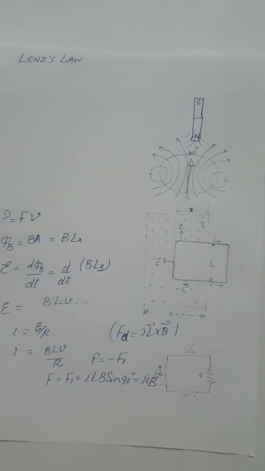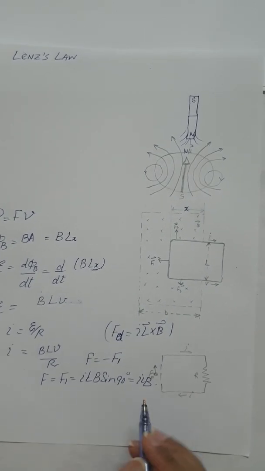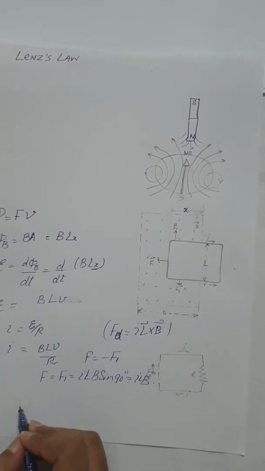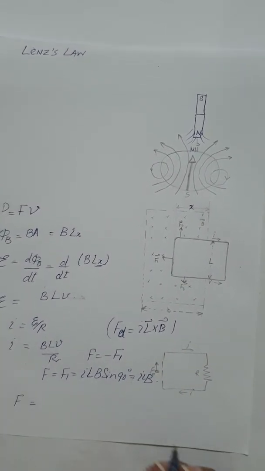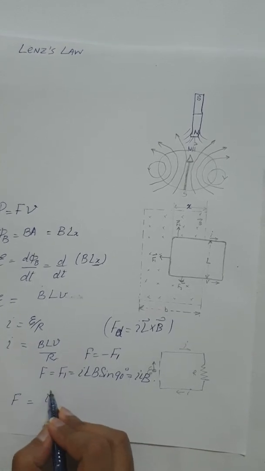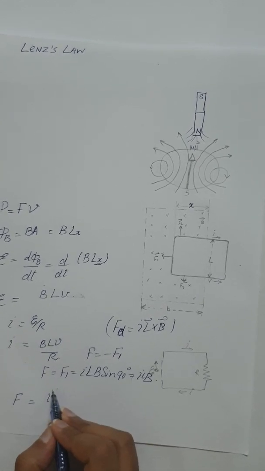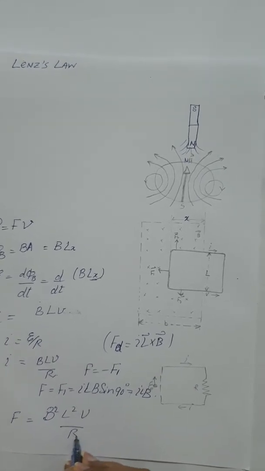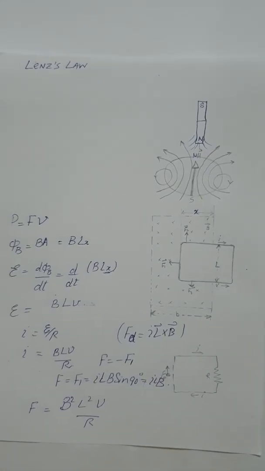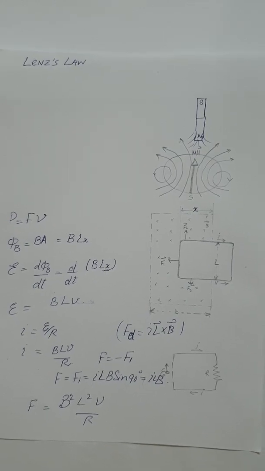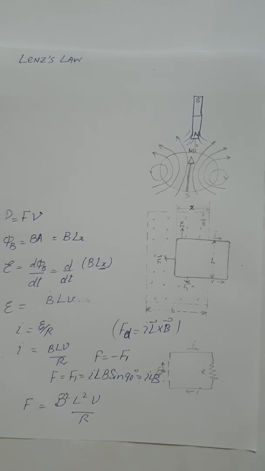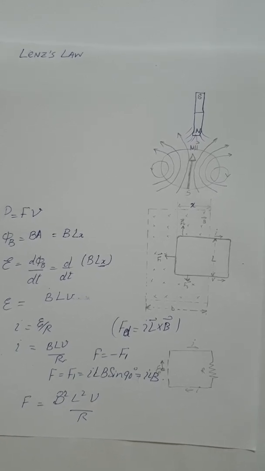And now we just need to modify it further by using the value of the current. So this equation will become B square L square v over R. Here v, L and R are constant. The speed v at which you move the loop is constant if the magnitude of the force you apply to the loop is also constant.